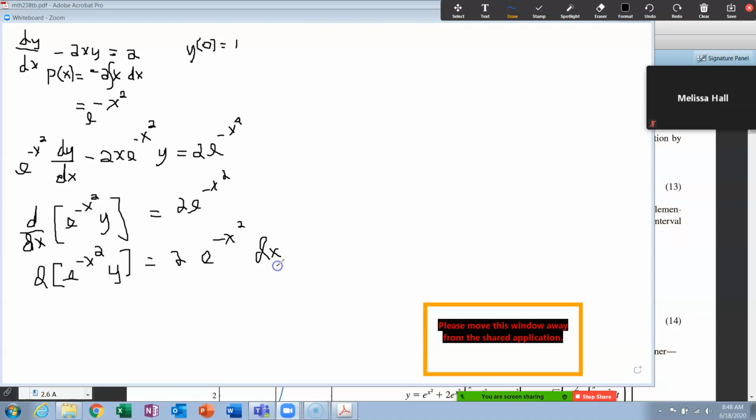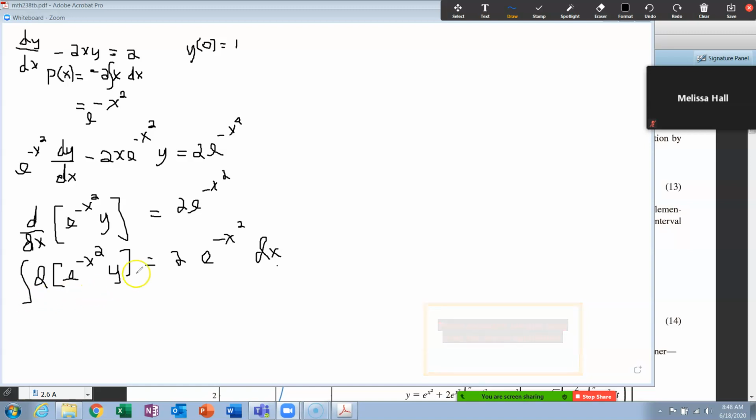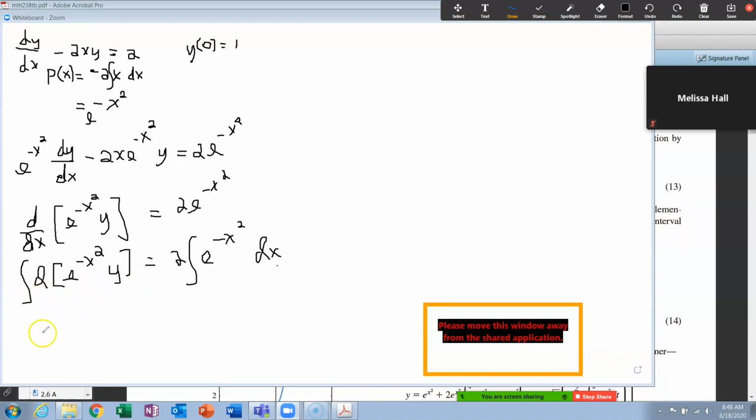So now we integrate both sides. And the integral of a perfect derivative, by the fundamental theorem of calculus, which part? Part 2 maybe, or second fundamental theorem of calculus, whichever. One of those, okay? You integrate both sides, and the left-hand side, by that, just gives you the argument here, because the integral undoes the perfect derivative, okay? So you get e to the minus x squared times y.